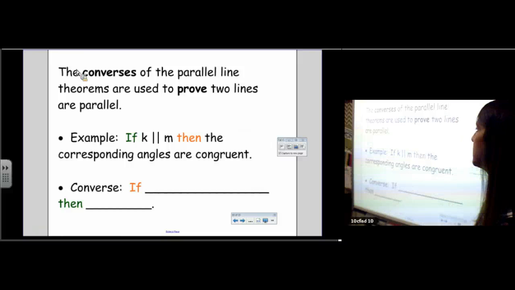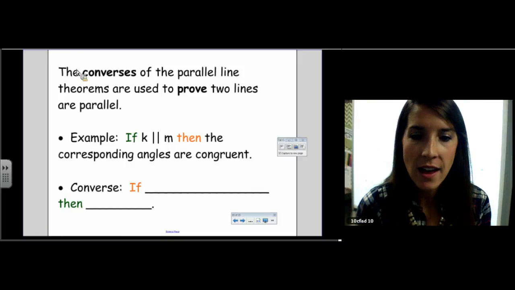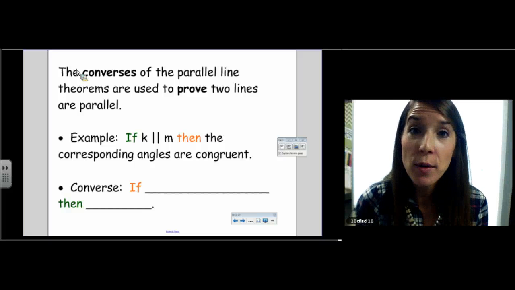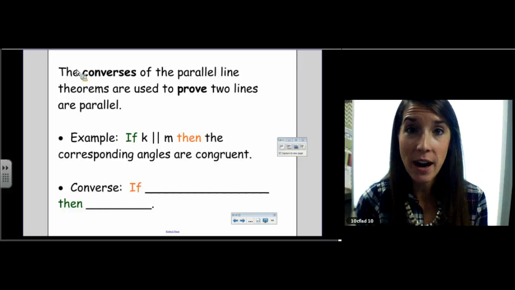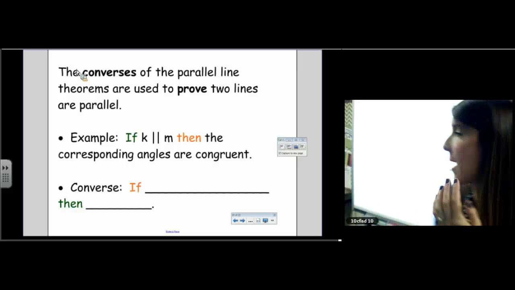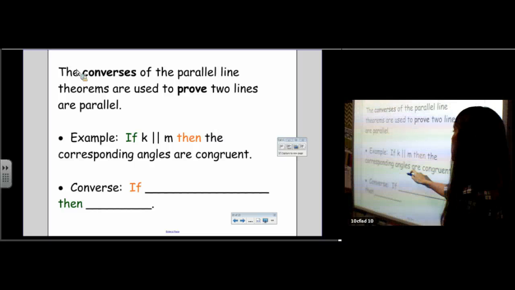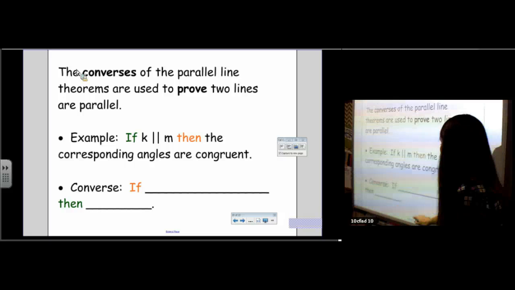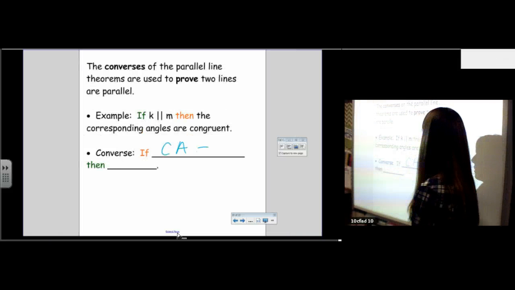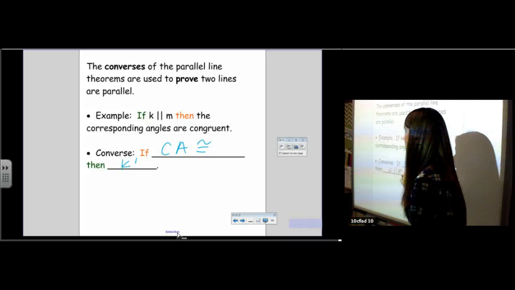So the converses are used to do the opposite. Instead of proving that two angles are congruent, we're going to use the fact that they're congruent to prove that the lines are parallel. We're going to prove what yesterday was the given, okay? If K is parallel to M, then corresponding angles are congruent. The converse is, if corresponding angles are congruent, then K is parallel to M.